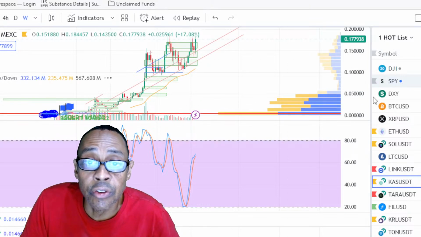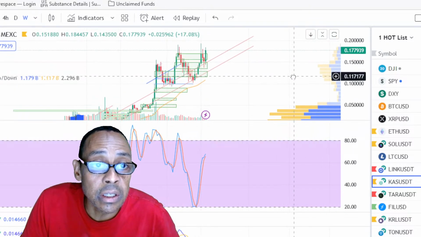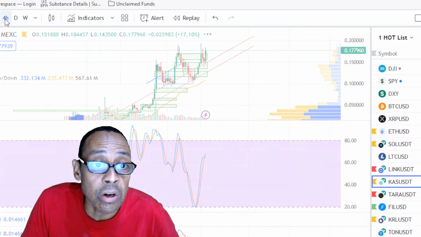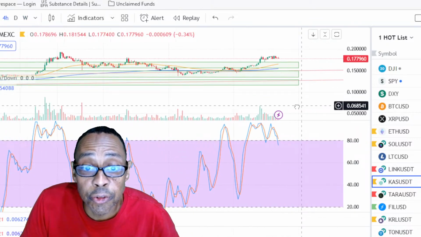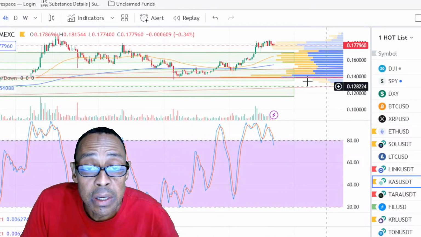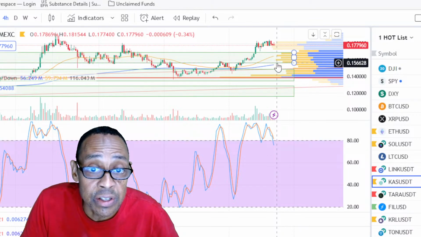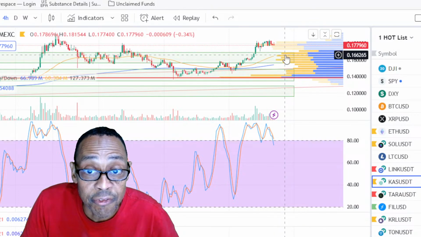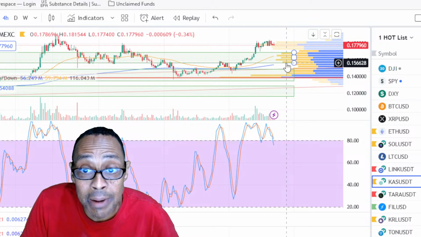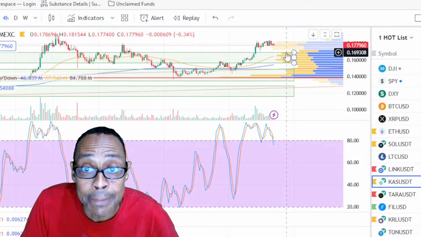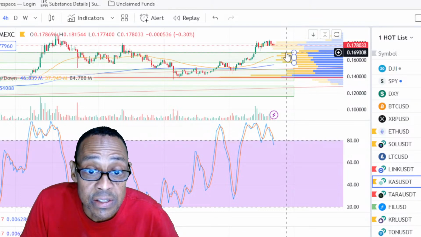Caspa is very strong, and it's looking really nice. So let's just start out on the 4-hour. On the 4-hour, it looks like we're going to correct and come back into this top support resistance zone box, in this green box where we have some big fat nodes. The base of the box is 15.6 cents. The top of the box is about 17 cents.